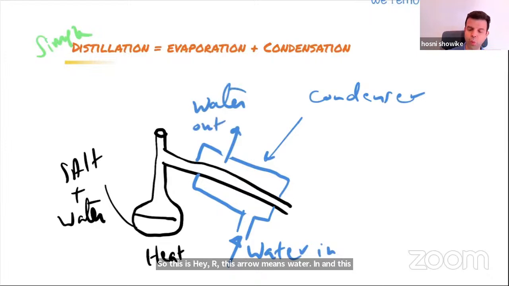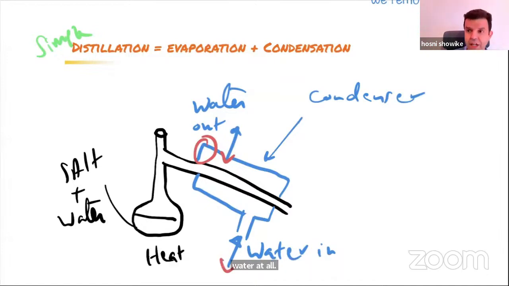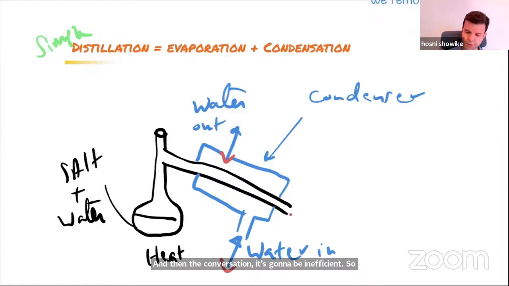You may ask me, why am I so fussy about the way water enters? Because as I told you, if you do it the wrong way, red for wrong, then this corner will not be filled up with water at all. And then the condensation is going to be inefficient. So you wouldn't have an efficient condensation that way.